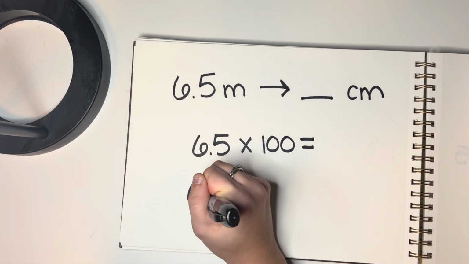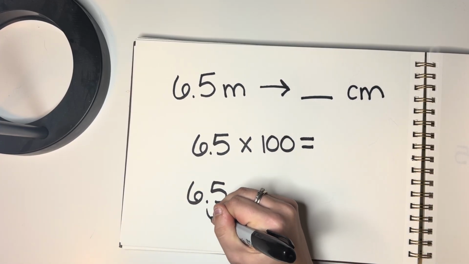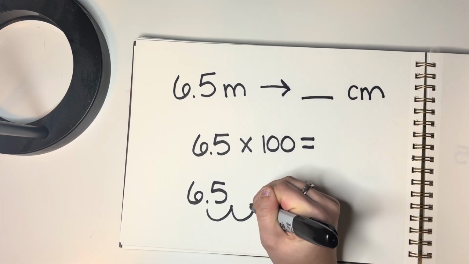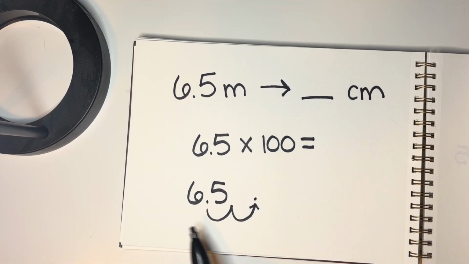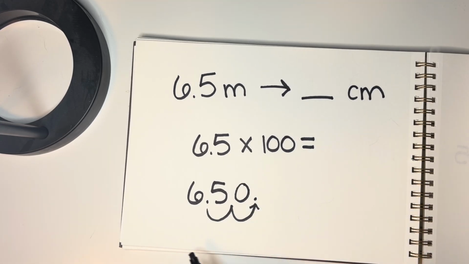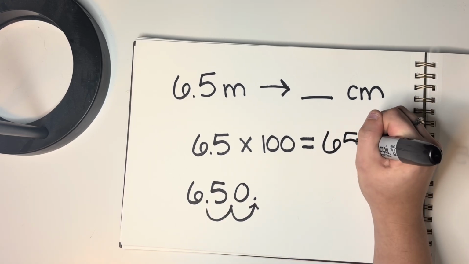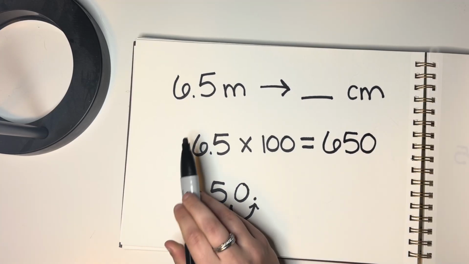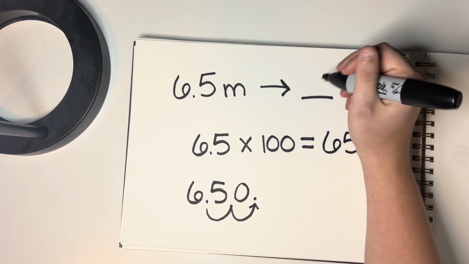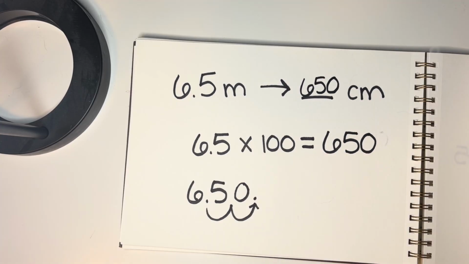I'm going to show you how I would do that. So 6 5/10, moving my decimal point 2 times to the right. 1, 2. And this is my new decimal point. And again, I'm going to fill in my empty valley with a 0. So the answer to 6 5/10 times 100 is 650. So 6 5/10 of a meter is equal to 650 centimeters.